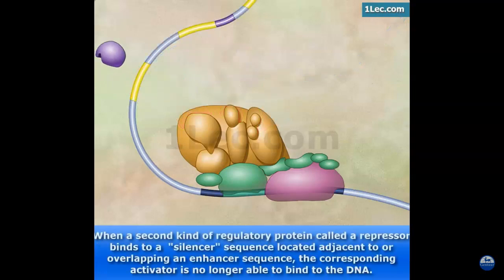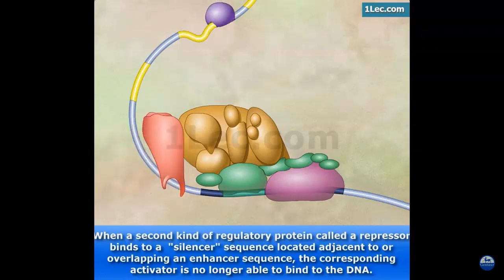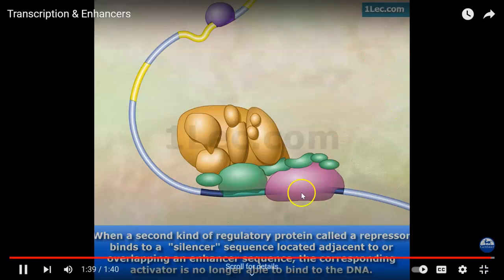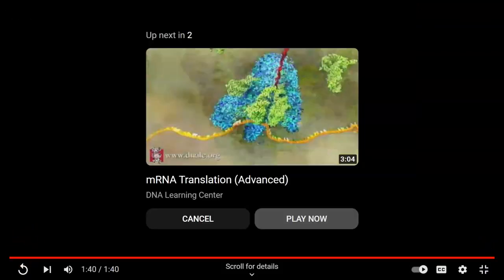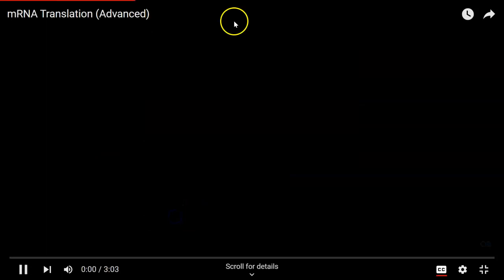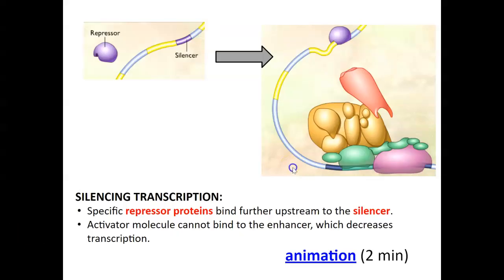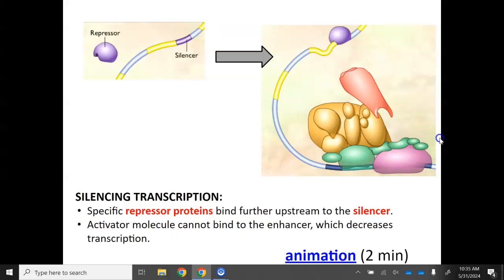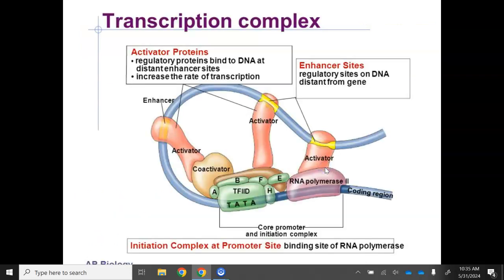When a second kind of regulatory protein called a repressor binds to a silencer sequence located adjacent to or overlapping an enhancer sequence, the corresponding activator is no longer able to bind to the DNA. The video called these basal factor proteins, but you can just call them transcription factors.